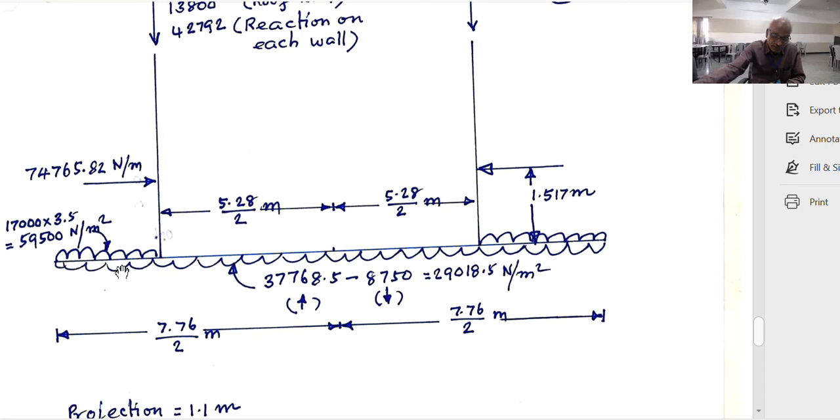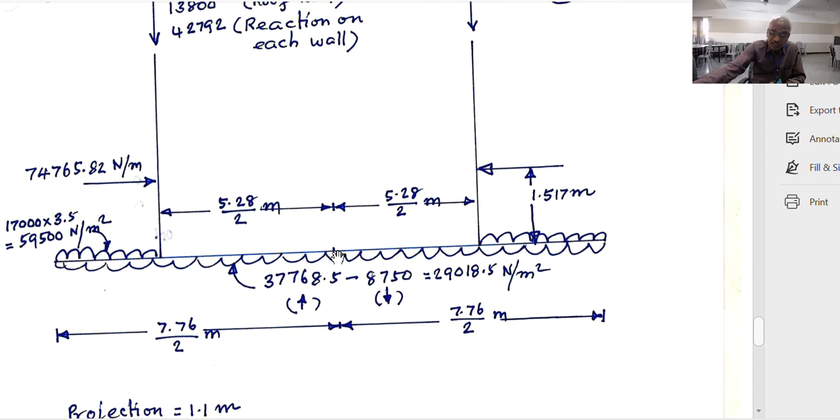Upward force will cause, that is 29,018.5 into 1.1 into 1.1 by 2. And here this will cause a bending moment, 59,500 plus this will be acting at a height of 1.517. So this will also cause a bending moment. So considering all these forces, we have to find out the bending moment here.